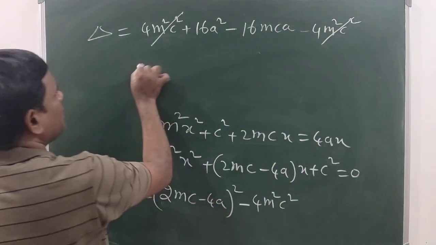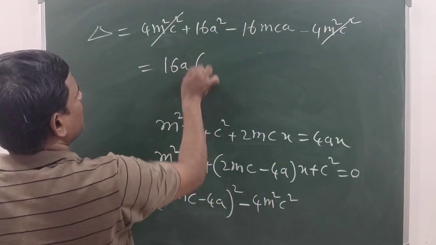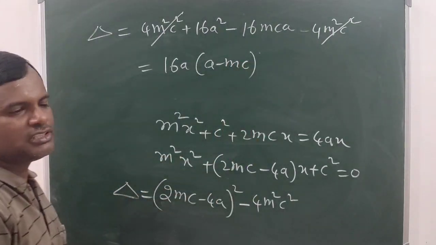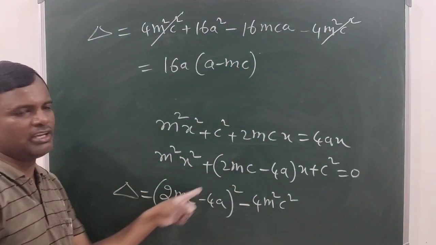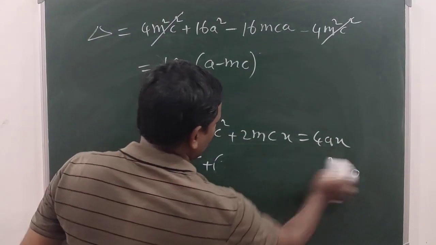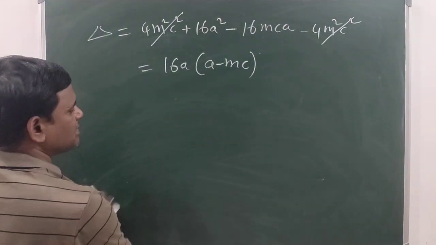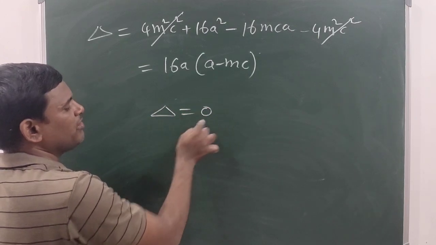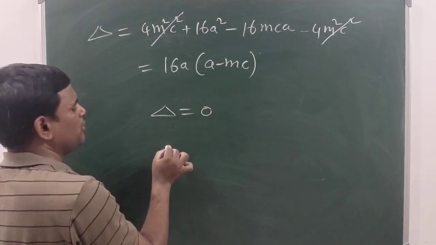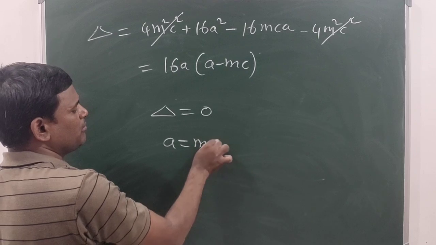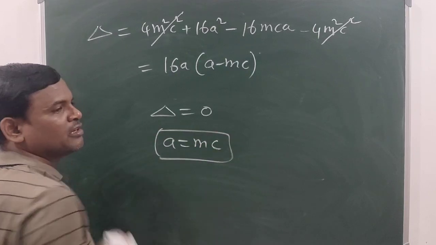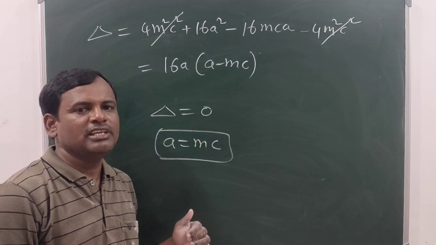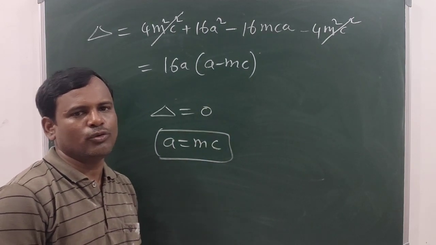From both, what do you take common? 16a you can take common. Here a minus mc you will get. This is the discriminant value of this quadratic equation. Suppose that line is a tangent, then delta equal to 0. Equate this to 0, so that you will get a is equal to mc. This is the condition for y equal to mx plus c to be a tangent of y square equal to 4ax.